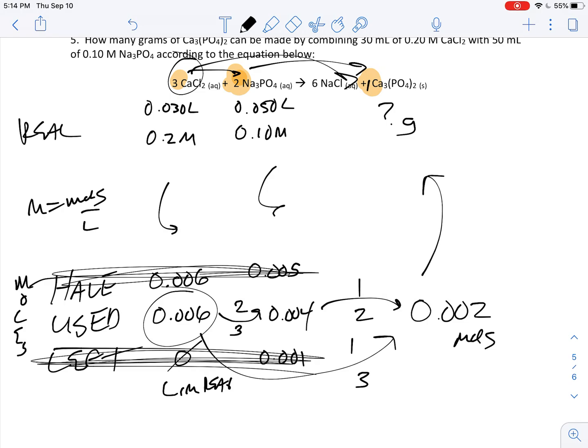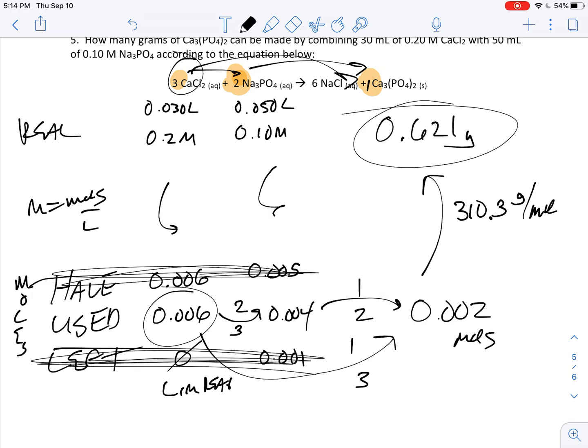And now I want to come back up into the real world, and I want grams, so I have to use its mass. And its mass is about 310.3 grams per mole. And assuming I have done all of that math correctly, I should end up with about 0.621 grams that is actually collected.